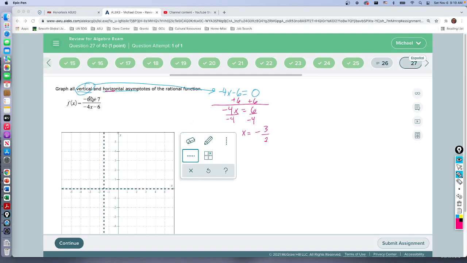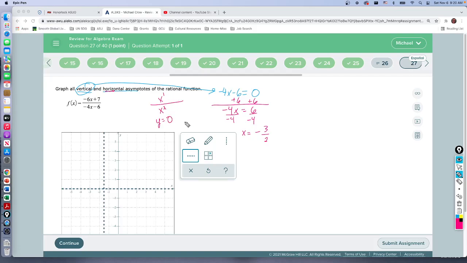So for horizontal asymptotes, there are 3 versions, and I'm just going to cover them all. If the degree of the polynomial on the bottom is larger than the top, say we had x squared on the bottom and an x on the top, where this is a 2 and this is a 1, then the horizontal asymptote would be y equals 0.